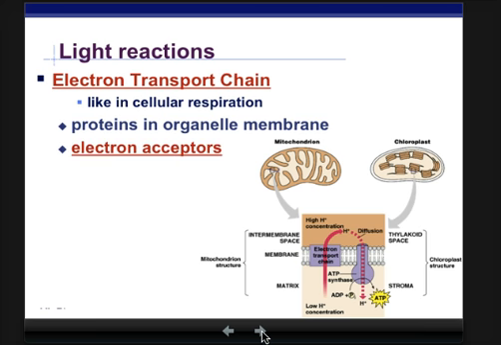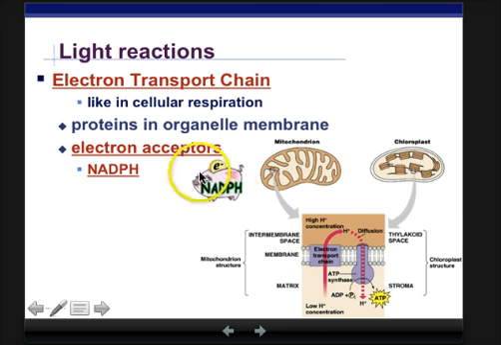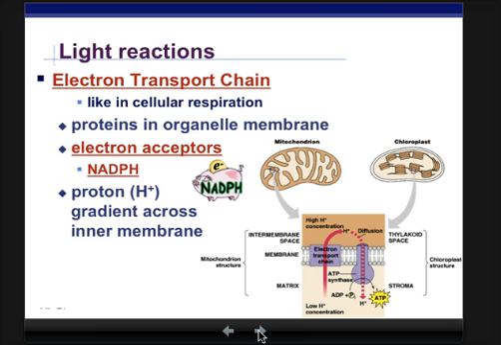We still have electron acceptors like NADPH, which is, of course, money in the bank because it's carrying electrons that are high energy. And another similarity is that we're creating a proton gradient across the inner membrane. And what do we use a proton gradient for? Well, as you can see in this picture here that we've seen a whole bunch of times, we drive the process of ATP synthase by having a proton gradient. So we're going to make some ATP using a proton gradient.